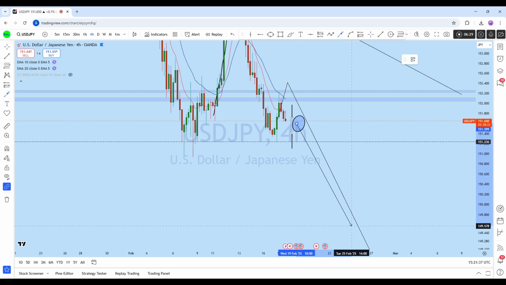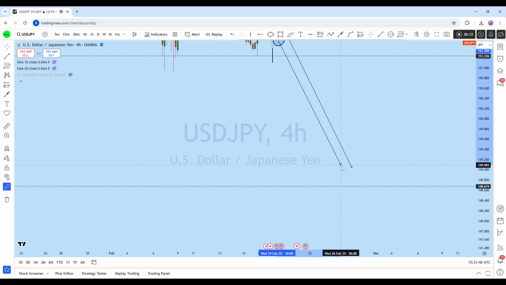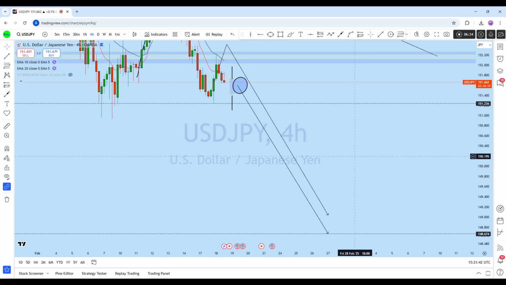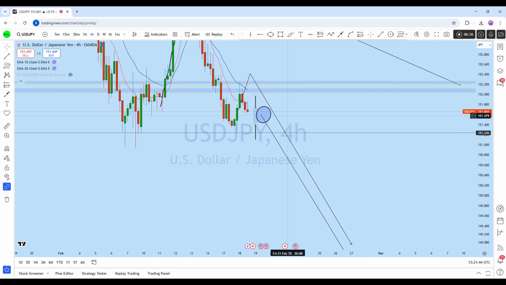I'll put another update very soon to see how we can trade this instrument. At this point, we are waiting for the market to show its potential price action confirmation, as explained, according to the rules of our strategies.